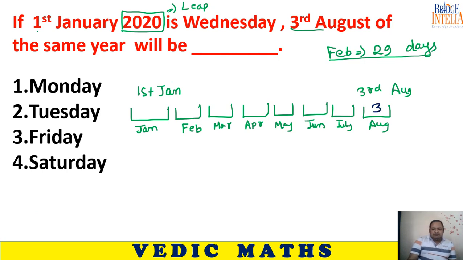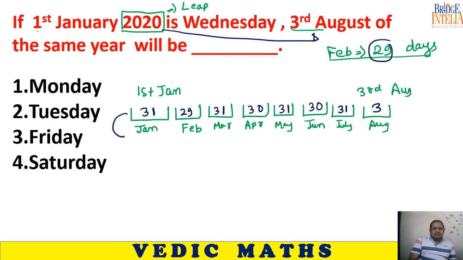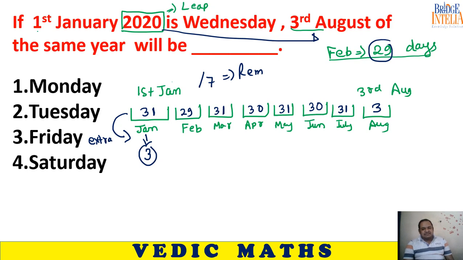July, a complete month, has 31 days. June has 30 days. May has got 31 days. April has got 30 days. March 31. February, leap year, because this is year 2020, so February will have 29 days, and January as usual will have 31 days. So now you have to understand extra days. So divide by 7 and find out the remainder. So 31 divided by 7, remainder is 3. 29 divided by 7, remainder is 1.